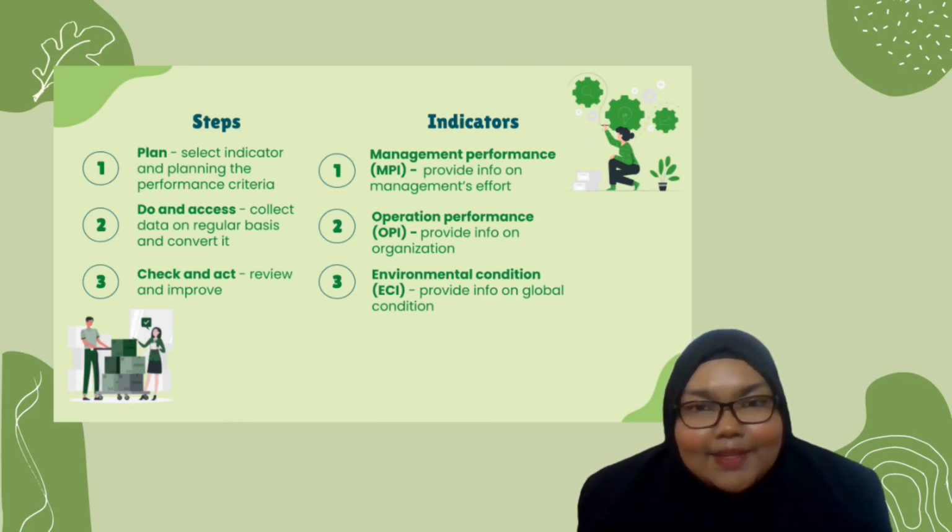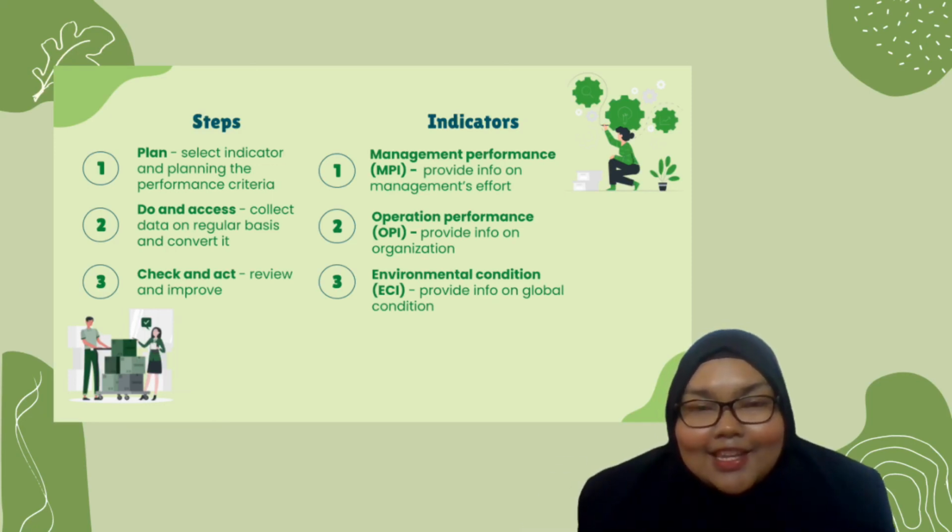Now I will proceed to the steps in implementing the EPE in management decision. The first step is plan. We must select any of the indicators and planning on the environment performance criteria, and we can take it into account for overall scope of the activities. And the second step is do and assess performance. This is where we can collect data on a regular basis and we can convert it into the information. And the last step is check and act, so that we can know the possibilities of actions that need to be taken.